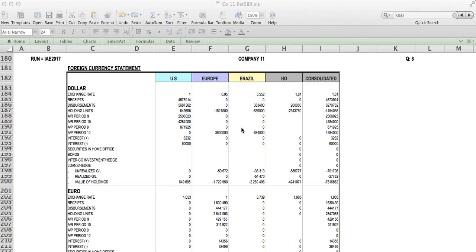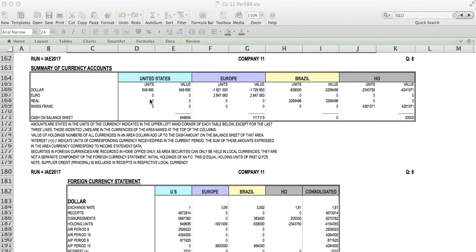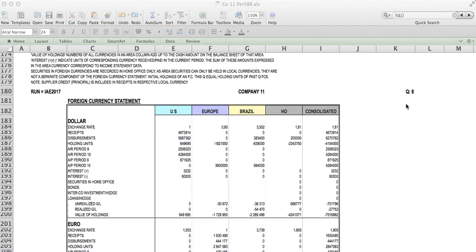In the overview of currency statement, we see the ending situation of each currency in each area. Now, we want to know why in the US there are 649,000 left, an overdraft of this many dollars in Europe, an overdraft of this many dollars in Brazil, and an overdraft of this many dollars in Liechtenstein.